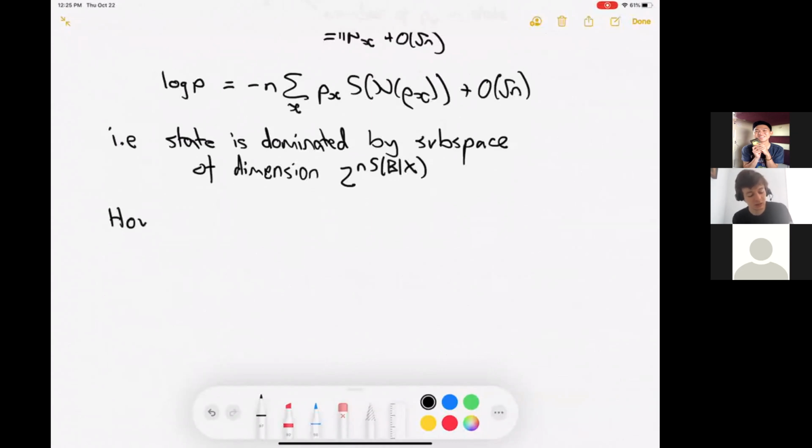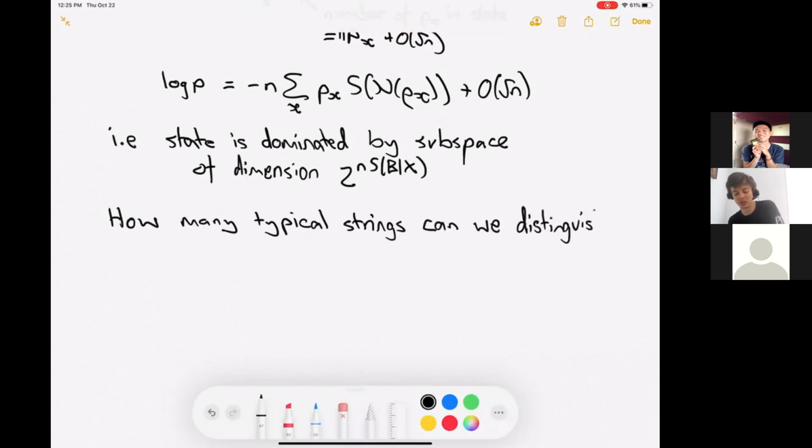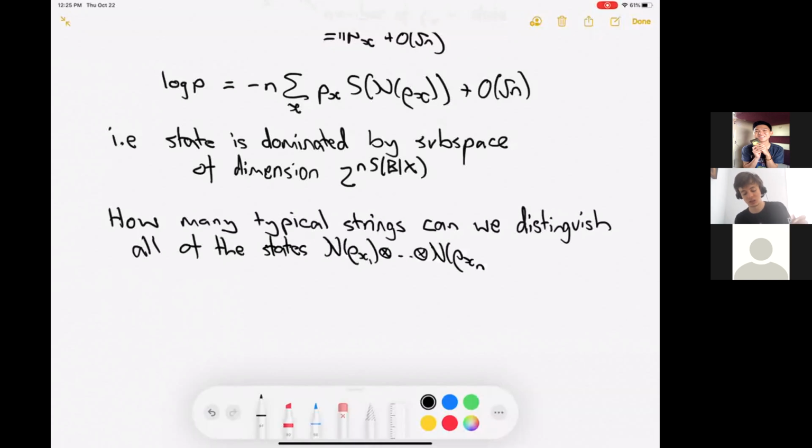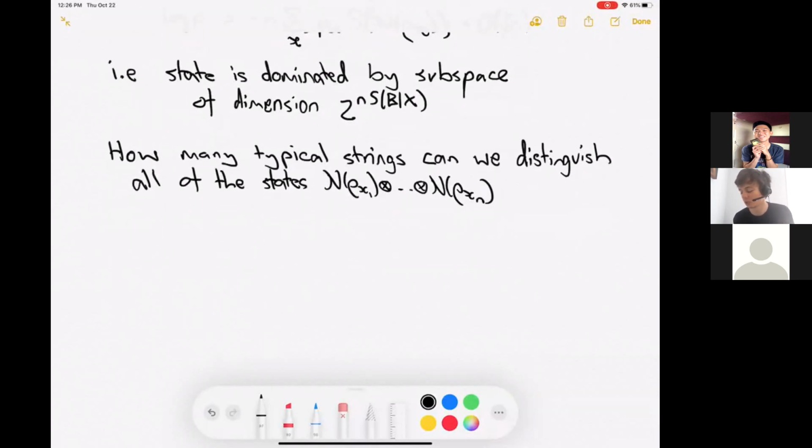So now the question is, if we have a large number of different typical strings, how many can we have and still be able to distinguish all of the states N(ρ_x1) to N(ρ_xn)? Okay, so we're just going to randomly choose a large number of typical strings and hope to be able to distinguish them all once Bob receives them by doing measurements.